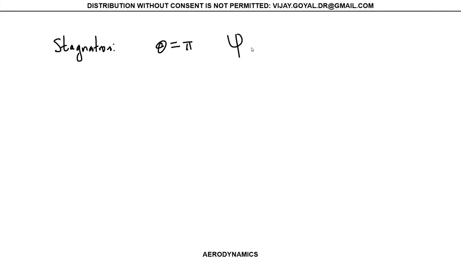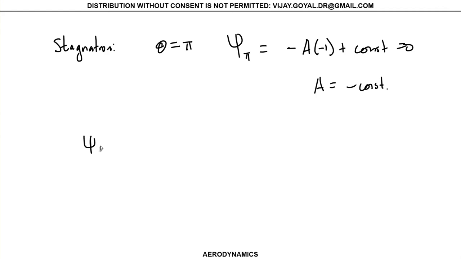Okay, so psi at pi gives you minus 1 plus a constant equal to 0. So you find that A is actually equal to the minus constant. In other words, your stream becomes U infinite r squared over 2 times sine of theta squared minus a times cosine of theta minus a.